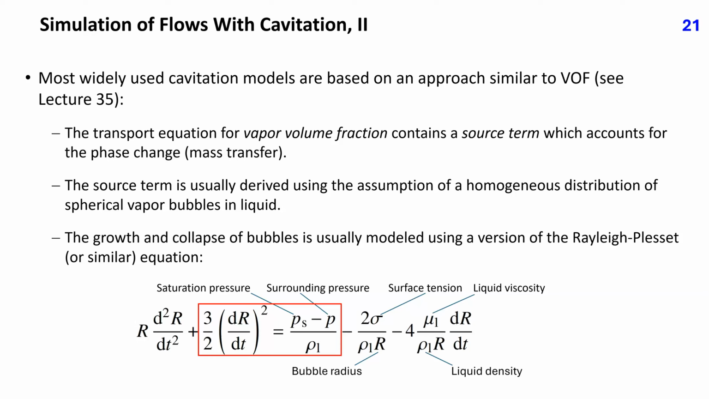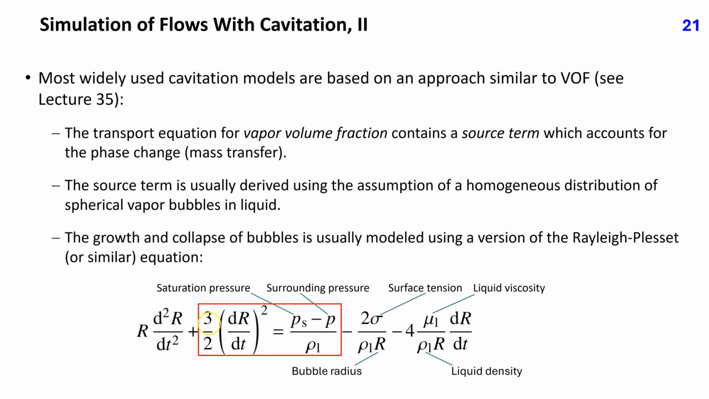Most widely used cavitation models are based on an approach similar to the volume of fluid method used to simulate flows with free surfaces, described in lecture 35. The only difference is that the transport equation for vapor volume fraction contains a source term which accounts for the phase change, that is, mass transfer. This source term is usually derived using the assumption of a homogeneous distribution of spherical vapor bubbles in liquid. The growth and collapse of bubbles is modeled using a version of the Rayleigh-Plesset or similar equation.